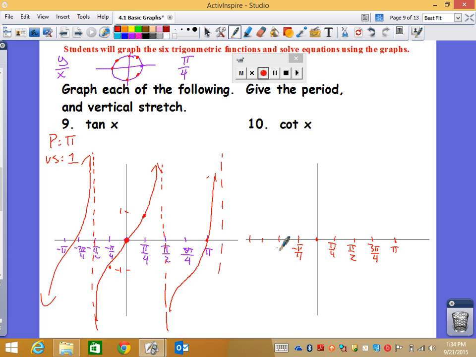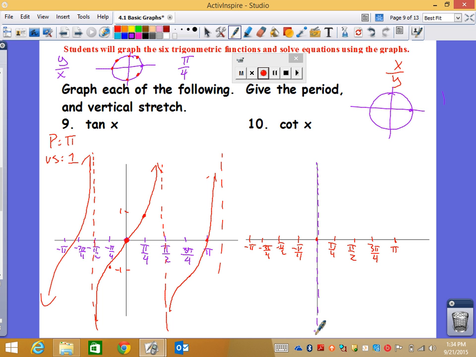Negative pi over 4, negative pi over 2, negative 3 pi over 4, and then negative pi. Well, cotangent, remember, is tangent flipped. So we have x over y values here. Change colors again. So we're going to come back to our unit circle. Oh, that might be a little hard to see with my purple on purple here. I'll make it a little farther over. Well, at 0, my x value is 1 divided by my y value of 0. So I actually start at 0 with an asymptote. It's undefined there.